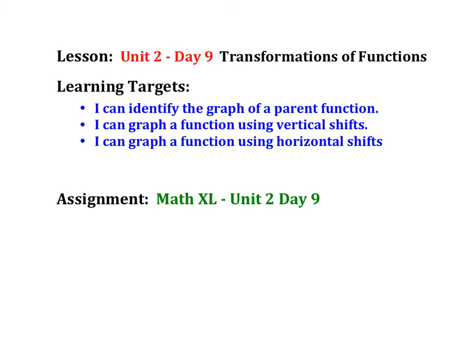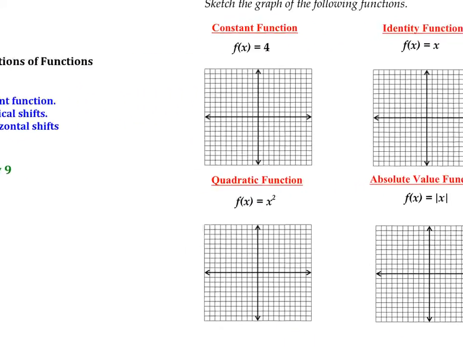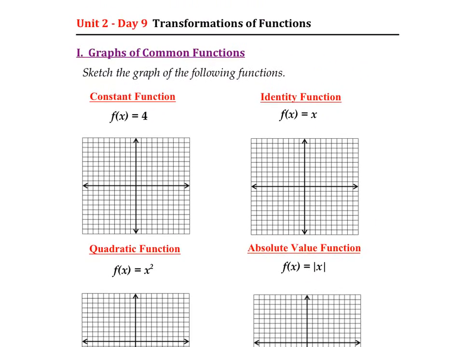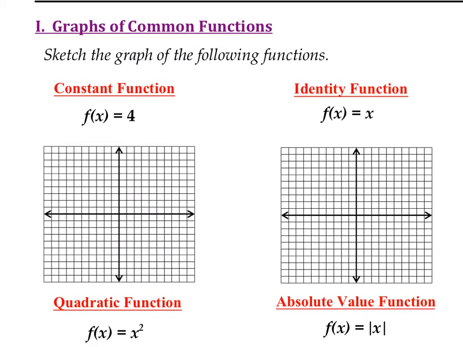Anytime you have a function and you're changing it somehow, whether it's a shift or later on a stretch or a rotation or a flip, that's what's called a transformation. So let's start talking about our basic parent functions. All right, so we'll start off with a constant, and then here it's called the identity, but we're most likely going to refer to it as a linear function.